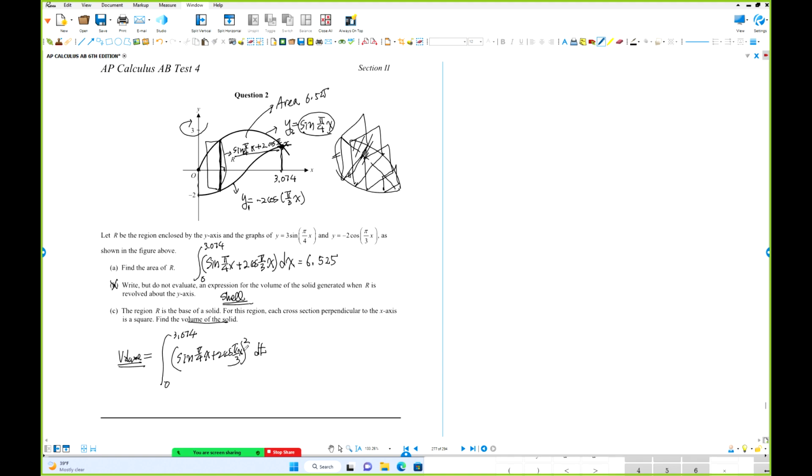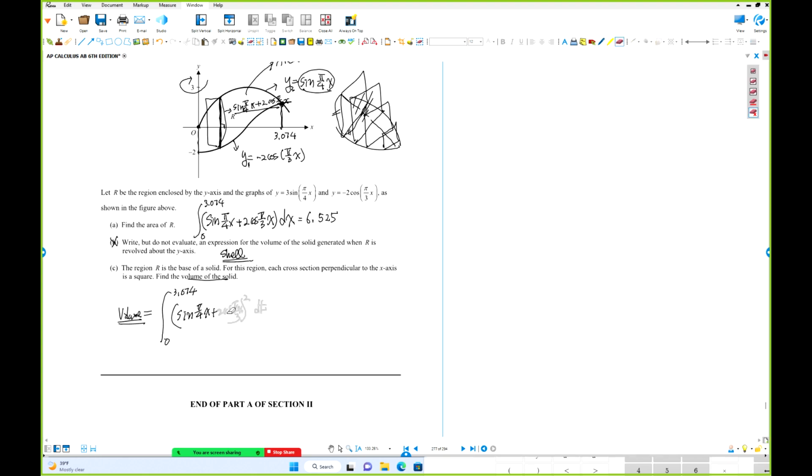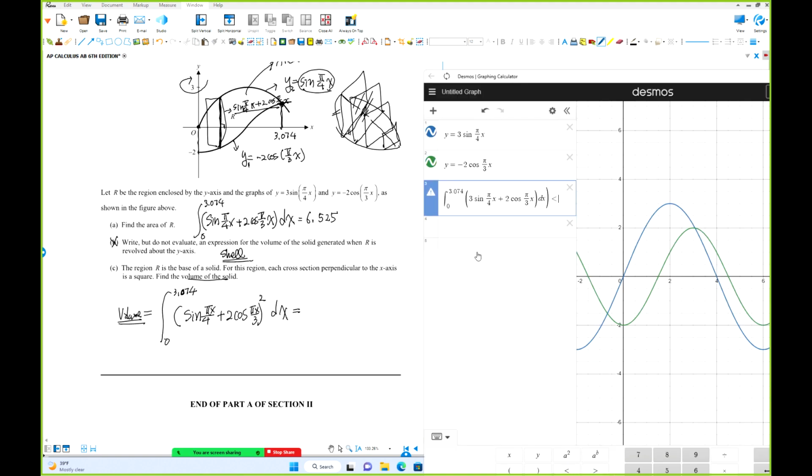Now let's find the value of this one. Use your calculator to find this value. Let me make it bigger. It's 3.074, not 6. So inside, the base is sine pi x over 4 plus 2 cosine pi x over 3. This base and height make a square, so that is the area of the square, and dx. That is the volume of this building, this construction.